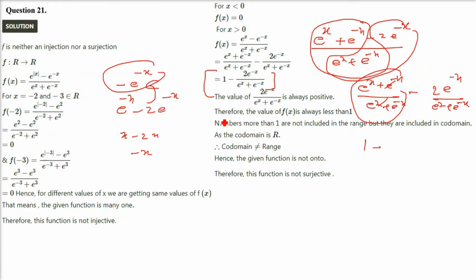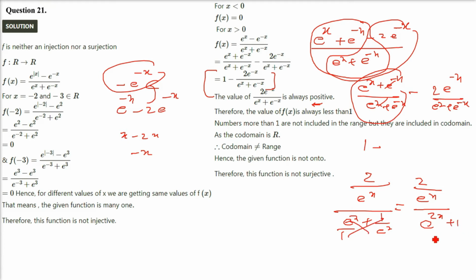How? I'm writing 2e^(-x) over e^x in the denominator. e^(-x) can be written as 1 by e^x. So I'm just resolving it. It will be e^(2x) plus 1 by e^x. Just cancel this e^x from both sides. 2 over e^(2x).